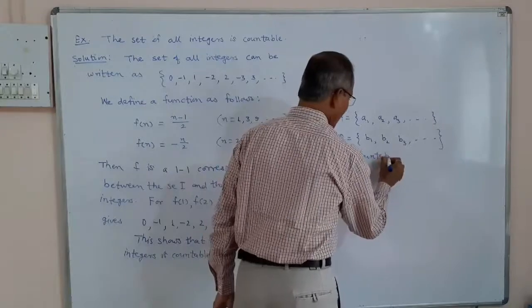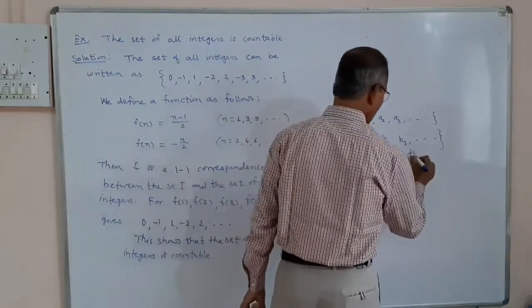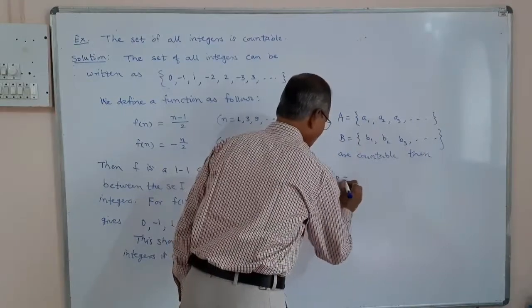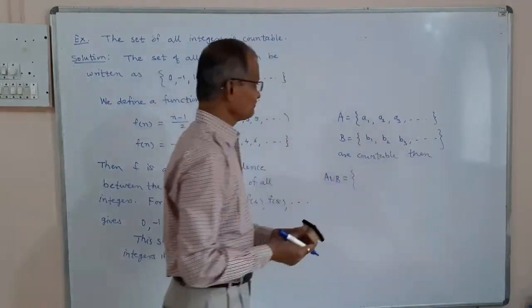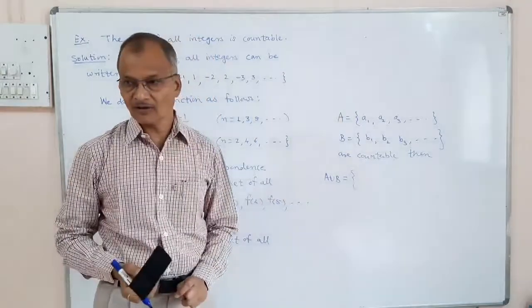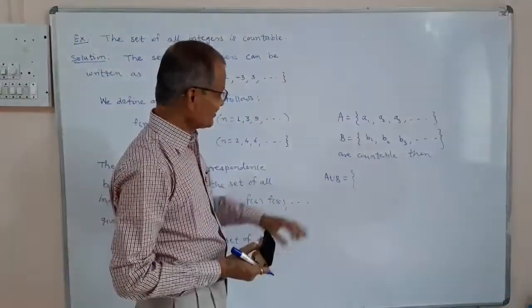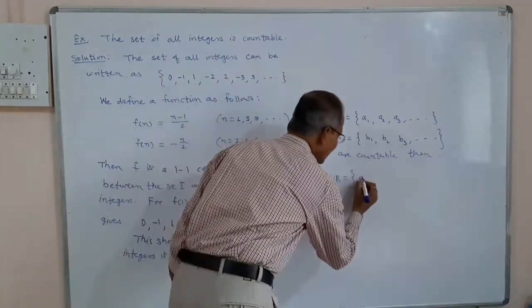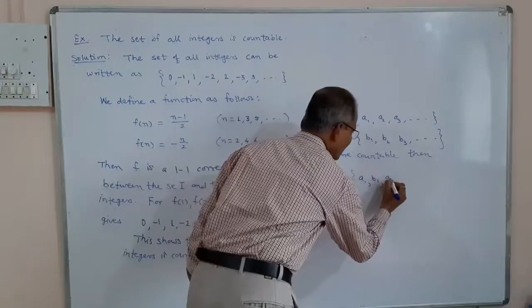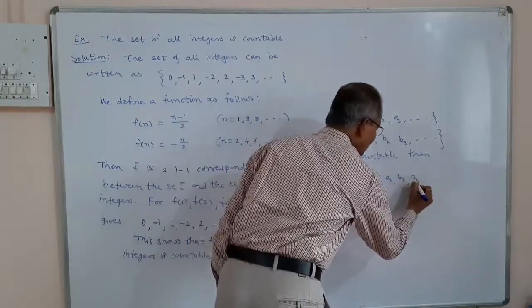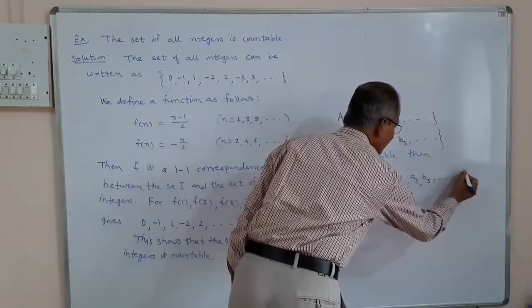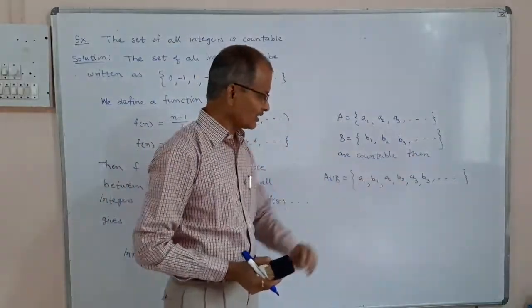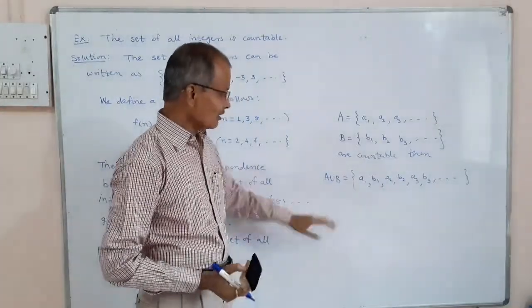Then what about their union? What will be the union of these two sets, A union B, whether it is countable or not? Obviously we can write the elements of A union B like this: A1, B1, A2, B2, A3, B3, and so on. So we can count the elements as first, second, third, fourth, and so on. Therefore, this is also countable.